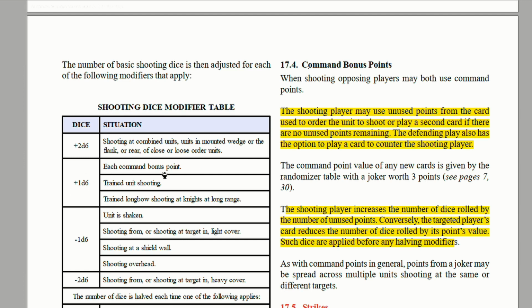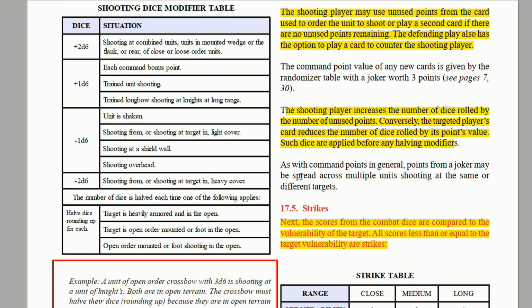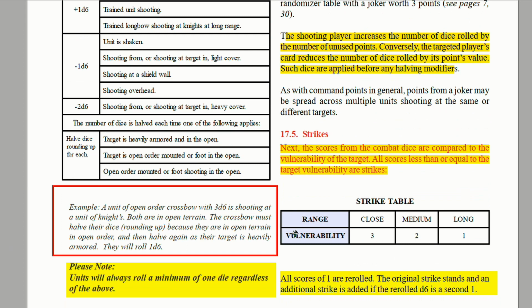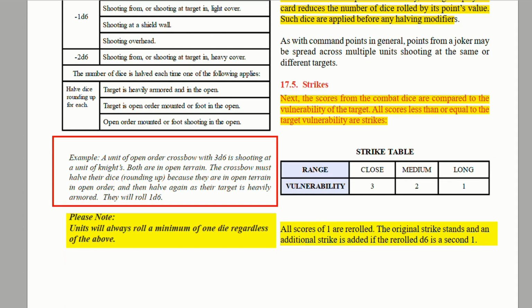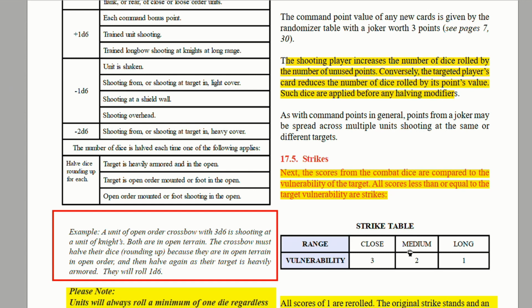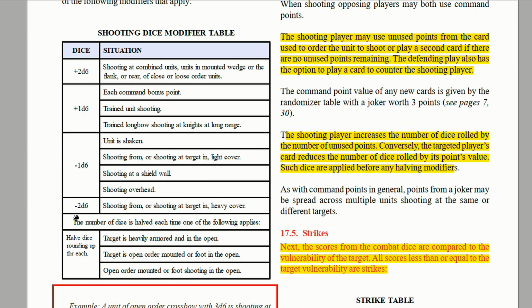Here each command bonus point. As I said before, you can keep some command points if you haven't used them during movement and use them in shooting or in melee. If you use it in melee, you can use it to boost your dice. If in shooting, you can use it to remove 1 dice from your opponent, the shooter. And here is the strike table. This is the vulnerability target. So in order to shoot someone, to hit him, you have all these modifiers here.